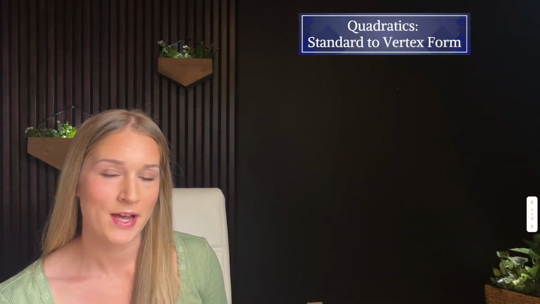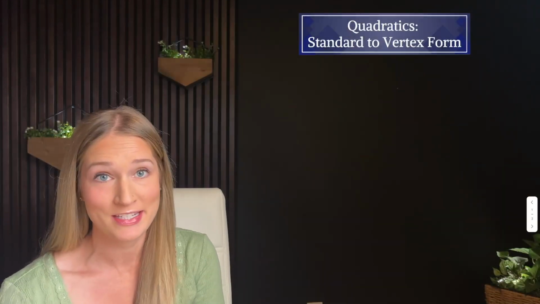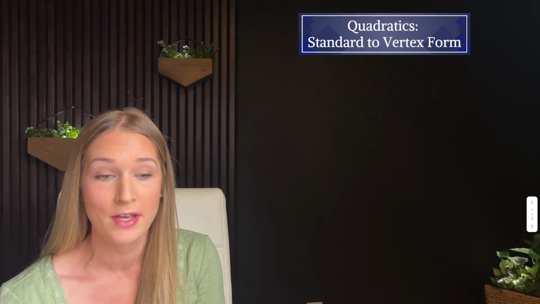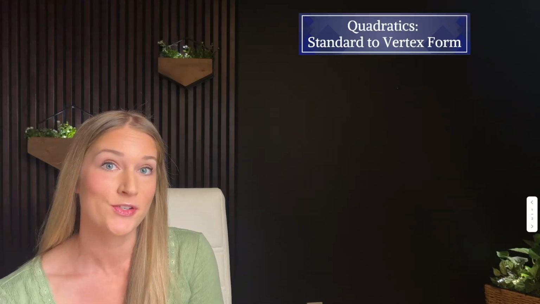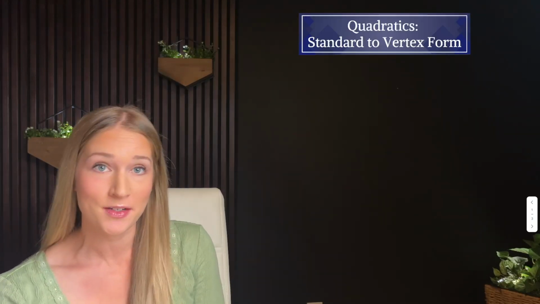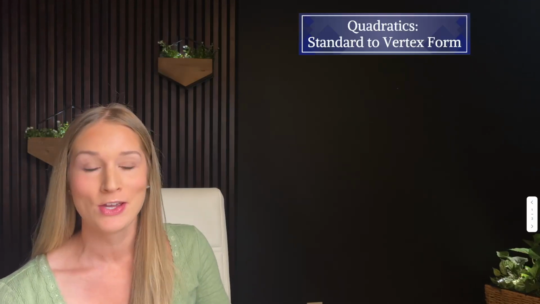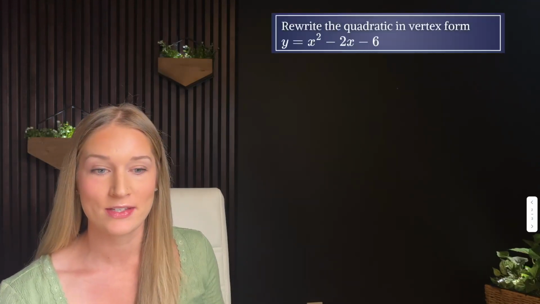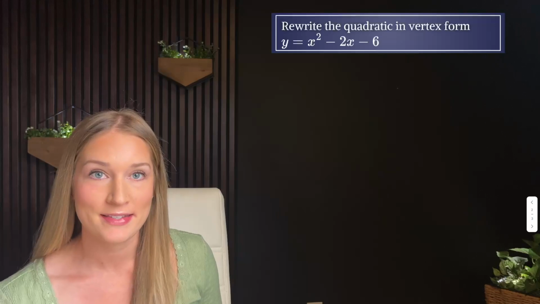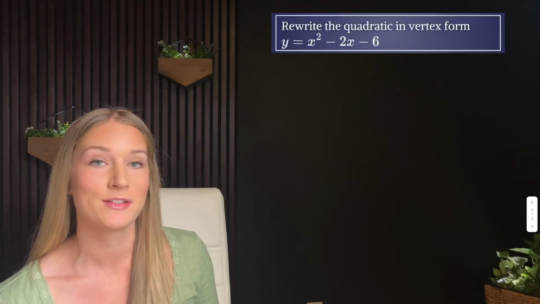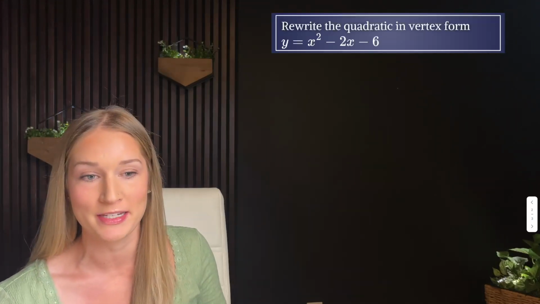When you're graphing quadratics, vertex form can be quite a bit easier than the other forms that we have. So it can be helpful to take a quadratic and rewrite it in vertex form if it's not already. So let's go ahead and look at this question. We've got a parabola in standard form. What we want to do is rewrite it so that it is in vertex form instead.